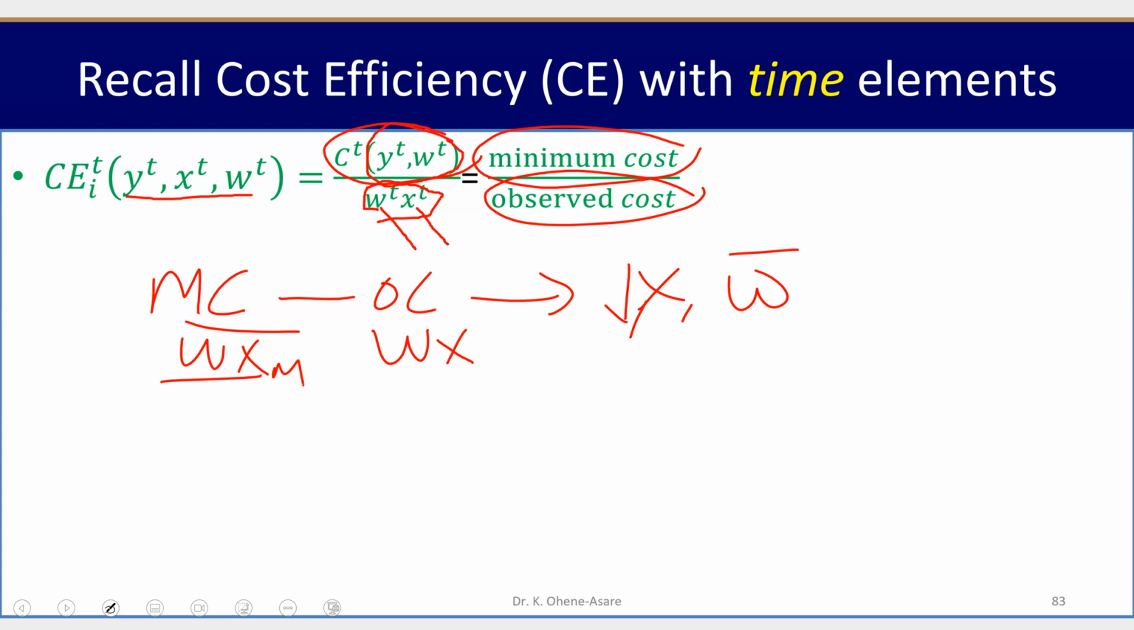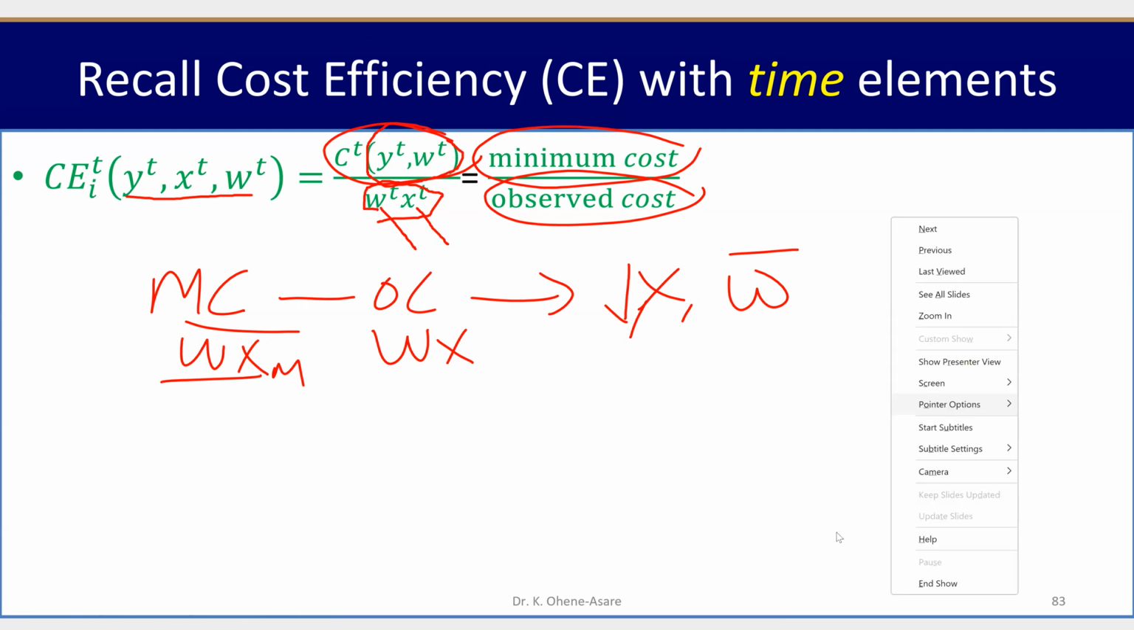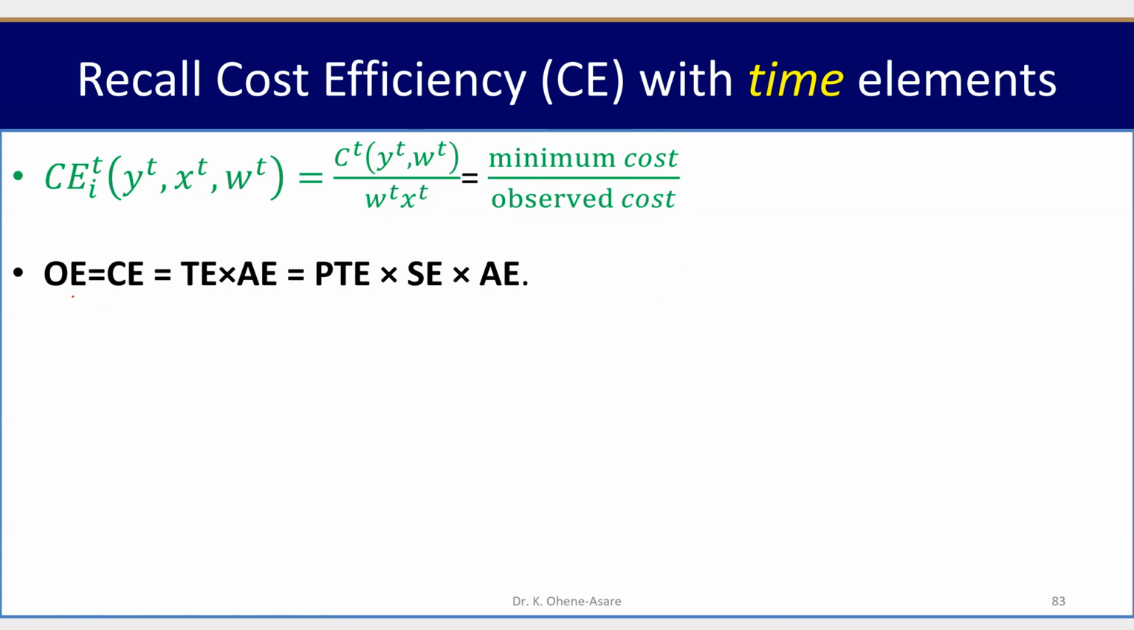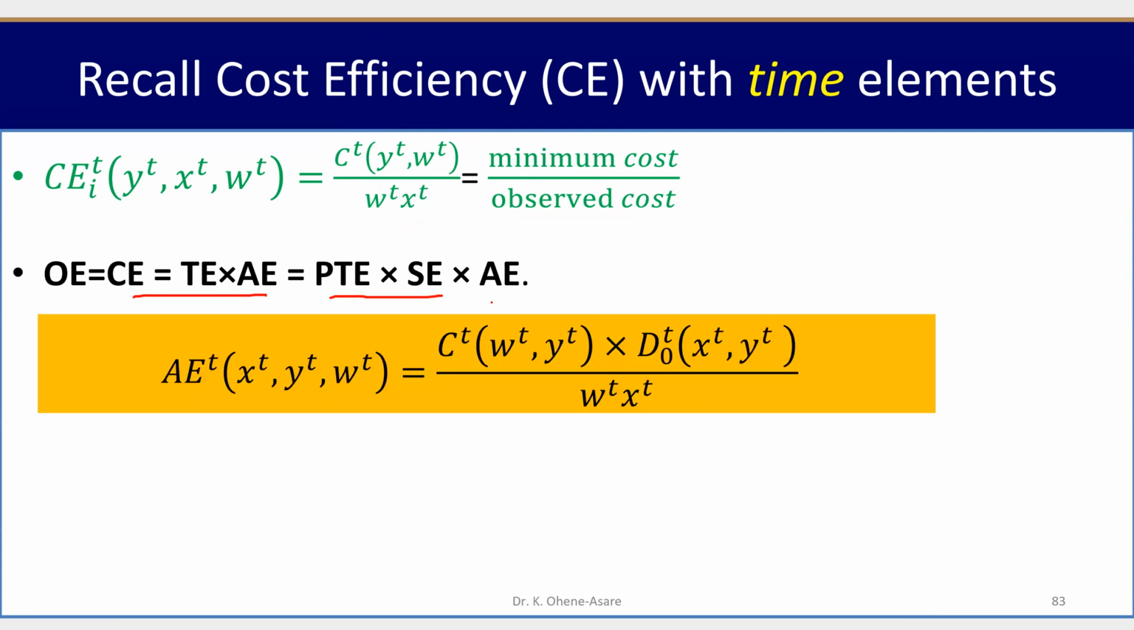So that is a principle that we're going to take to estimate cost efficiency. All right. Now, once you've estimated a cost efficiency, which is also called overall efficiency, you can decompose that into technical efficiency and allocative efficiency. We know this already, I'm just going faster. And the technical can be split into pure technical and scale. And then the allocative will happen as it is.